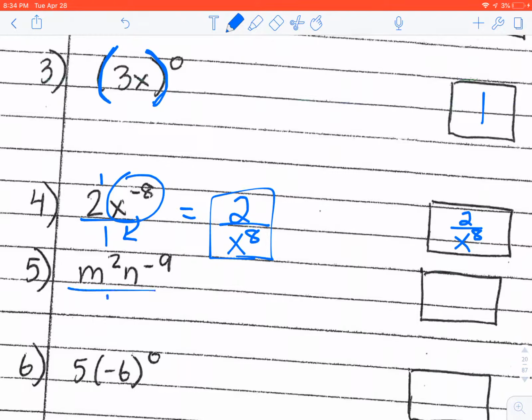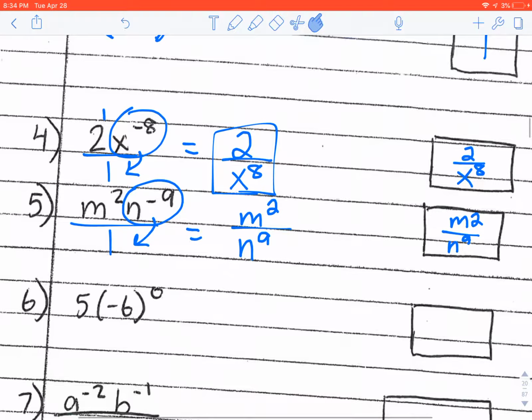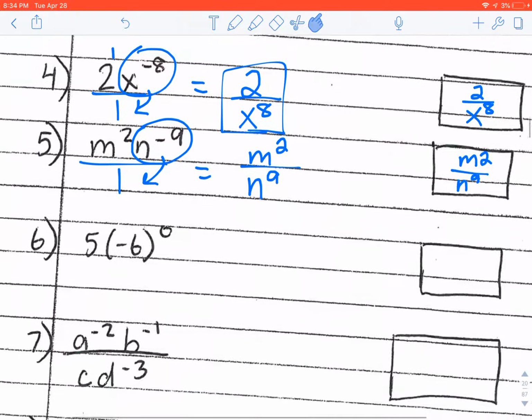Number 5 is similar. Turn that into a fraction, so put 1 on the bottom. Move your negative exponent to the denominator. Keep the m to the 2nd on top. Again, you're moving the n to the 9th to the bottom. When you move it down, you make it positive. So your final answer for that is m to the 2nd over n to the 9th. Again, you know you're done because the bases are different and we don't have any negative exponents.